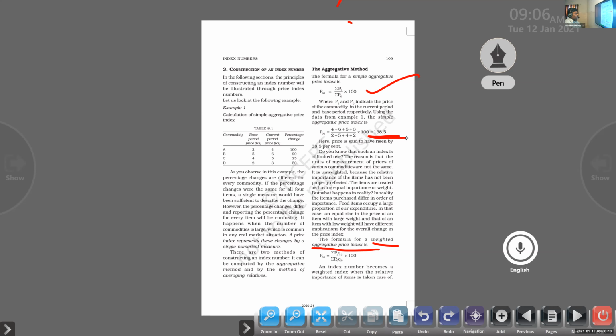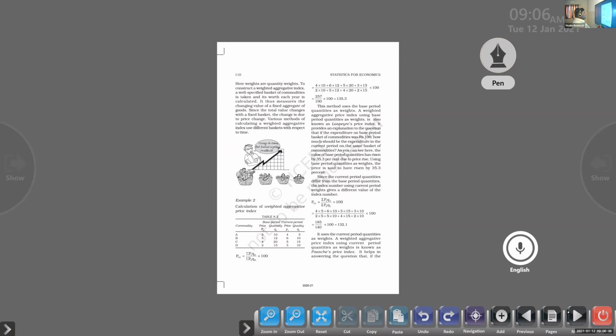So we are using a weighted aggregative price index. The equation for the weighted aggregative price index is like this: P01 is equal to sigma P1 Q0 divided by sigma P0 Q0, into 100. That is the equation to find it out. Clear? An index number becomes a weighted index when the relative importance of items is taken care of. So we want to give importance to the relative changes of different commodities.